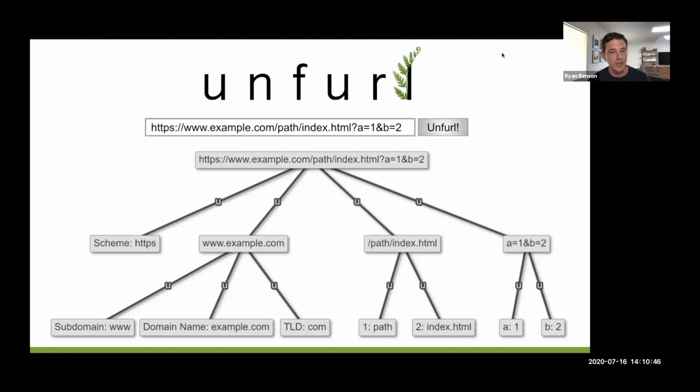For HTTPS, there wasn't really anything else you could parse out of that, so there's no child nodes. If you look at the network location, it pulled out the subdomain and the main name, and then the TLD. It took the path and broke it up into the different segments, and then it split the query string into its pairs right there. And so this is, again, a simple example, but that's the general idea of how Unfurl works with URLs.